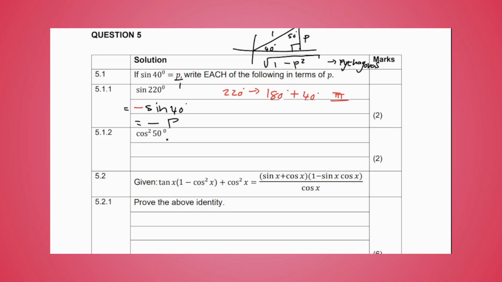Then cos squared 50. Either you can go do your cofunctions, you're allowed to go change this to sin squared 40, because they are complementary. 40 plus 50 is 90. Or you could have said, okay, 50 is there, and then cos of that would be p over 1, which is just p, and it's p squared. So your answer here is p squared.